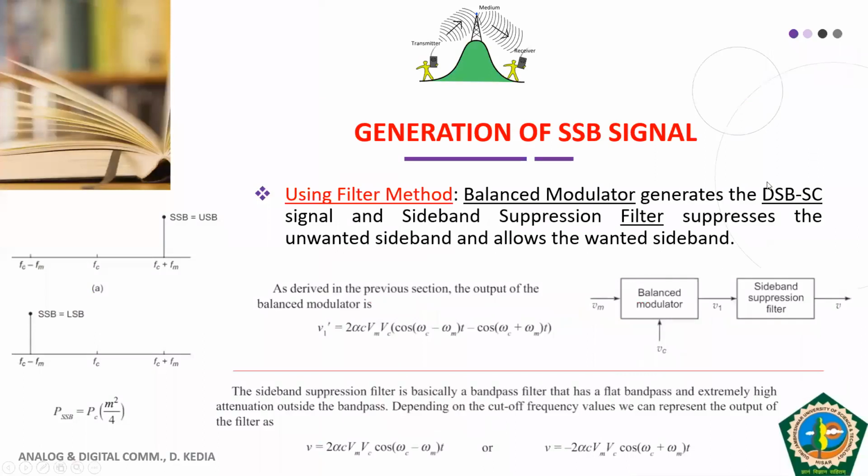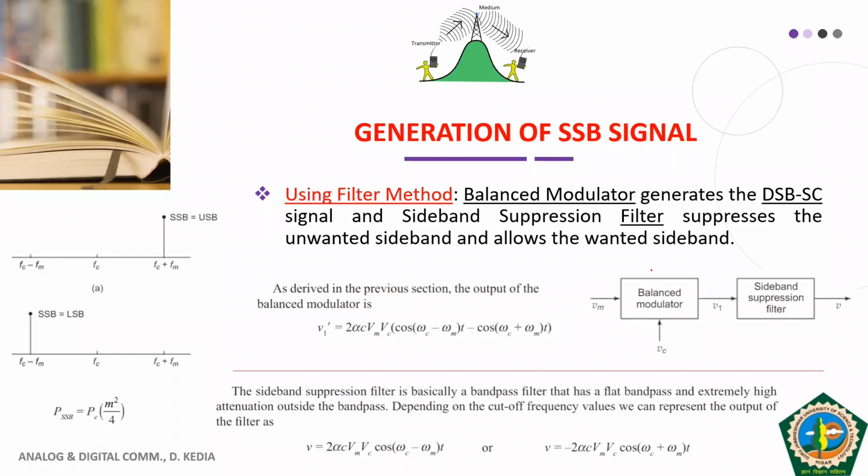So yesterday we had talked about the generation of SSB signal. I had told you that the most simple method to generate SSB signal is the filter method. By using a filter, we can filter out the undesired sideband and allow the desired sideband. That's the most simple and trivial solution to have a single sideband signal, and we have discussed this in detail in yesterday's class as well. Okay, so I hope all of you have understood this.